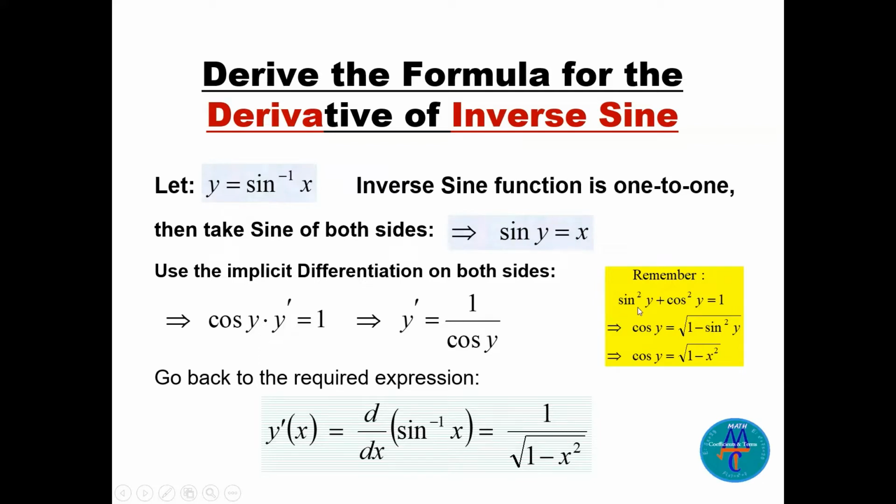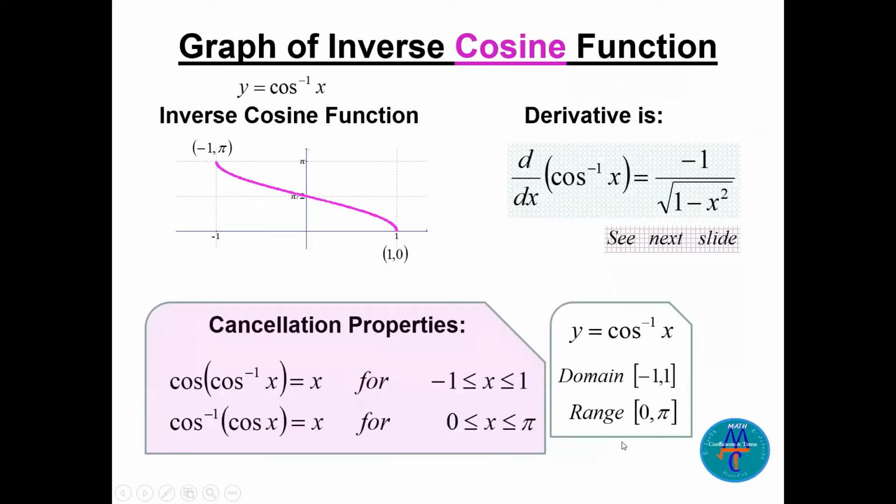Now we know sine squared of y plus cosine squared of y is equal to 1. So we can solve for cosine of y, which is square root of 1 minus sine squared of y. All right, so we can replace that here. So y prime, the derivative of inverse sine of x, will be 1 over square root of 1 minus x squared.